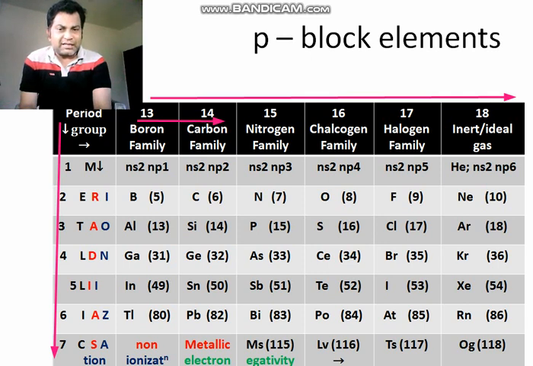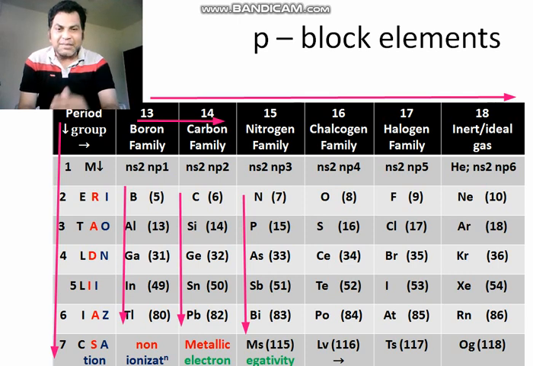But before studying that, I would like to share some notation with you. Boron, aluminium, gallium, indium, thallium is the short form of group number 13. The second group is the 14th group elements. Now you can remember group 15 like this: Napas Sabi, that is nitrogen, phosphorus, arsenic, antimony and bismuth.